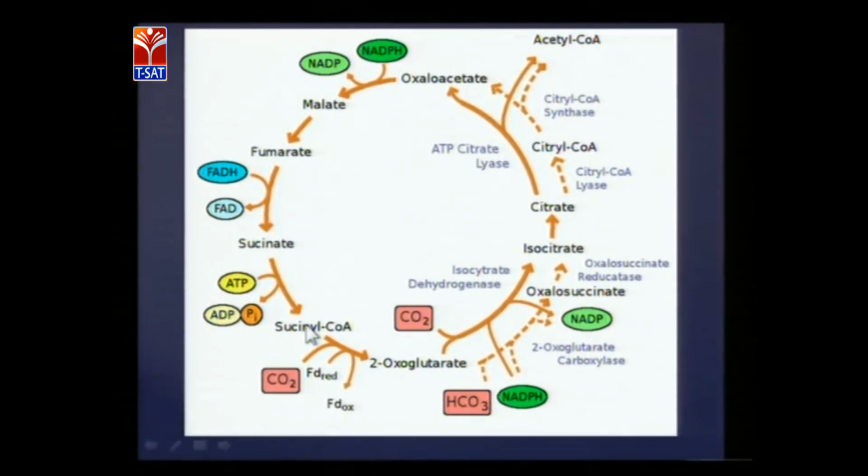This succinyl coenzyme A in turn leads to the formation of succinate, which forms fumarate, and then forms malate. In the citric acid cycle, or Krebs cycle, we can see the formation of one GTP molecule.